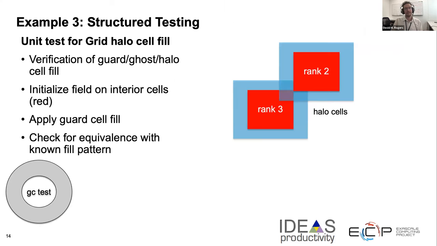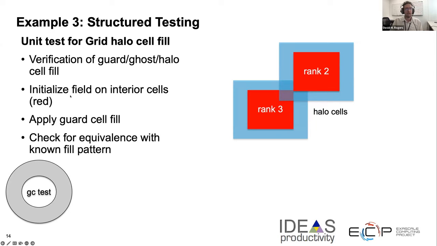So as an example, we'll go back to the Halo cells. To give you more concrete details, we'll go back to the Halo cells and the Halo cell fill. In order to actually do a Halo exchange, you need to fill your grid with data. But rather than using the full-blown astrophysical data that the code usually works with, the grid cell fill test was actually built with fake functions.